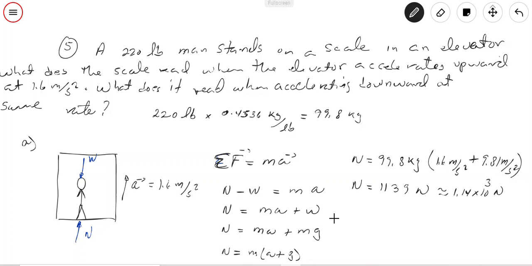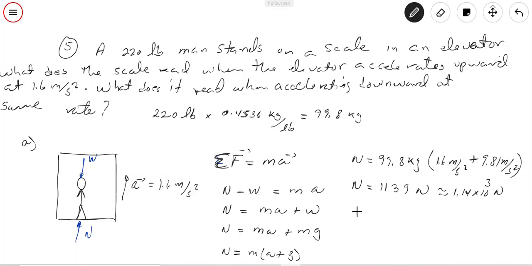So what I want you to see here, if the elevator is moving with uniform motion, or if the elevator is at rest, the scale will be reading 99.8 kilograms times 10, approximately 10 meters per second squared. So almost 998 newtons, right? This will be the weight.